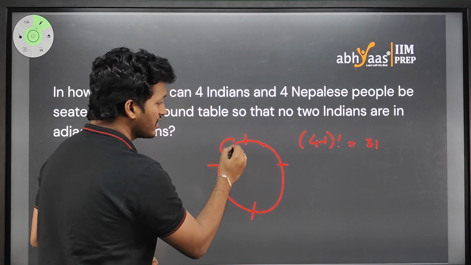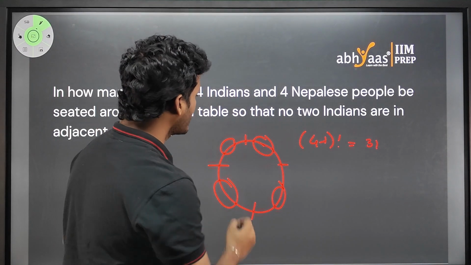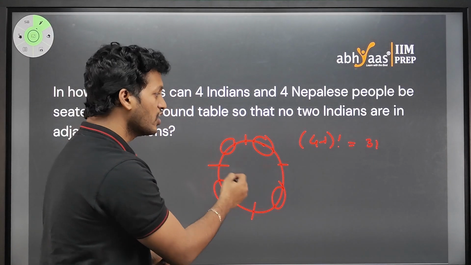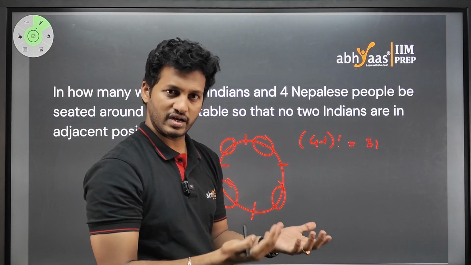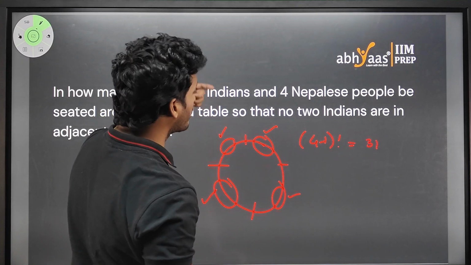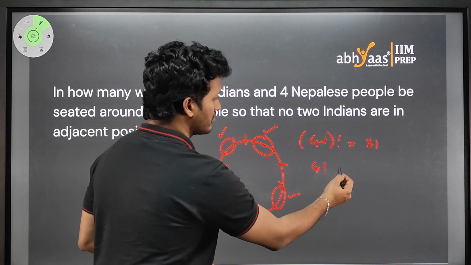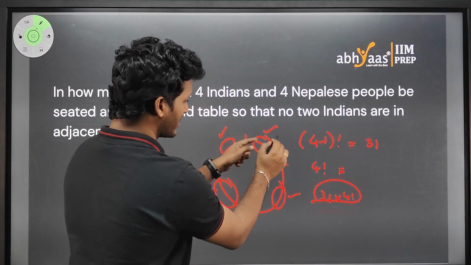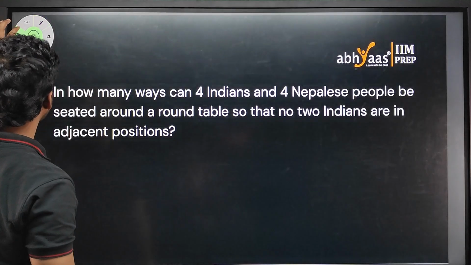After that, how many places do we have to arrange these Indians, so that Indians cannot be sitting together? Because if I select 4 places among these, I cannot have any Indians sitting together, right? Fine. So I have 1, 2, 3, 4 places for 4 Indians. So I can arrange them in 4 factorial ways. That's it. So 3 factorial into 4 factorial will be the answer for this problem.